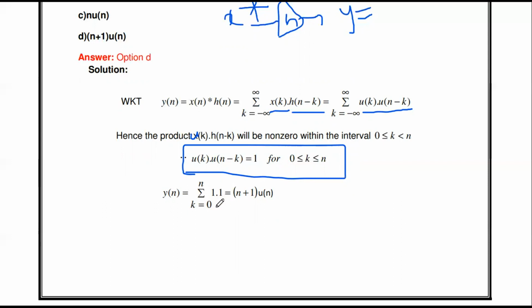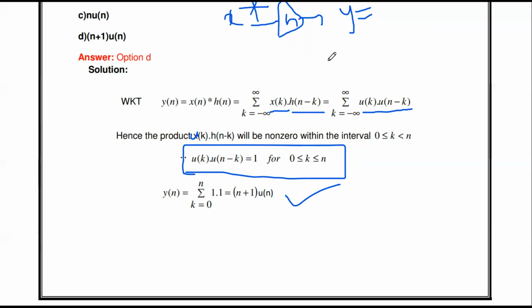So what is the meaning of this summation? We have to add the 1 from k equal to 0 to n, so we are adding n plus 1 terms. So what is the answer? n plus 1. The answer for the convolution of u of n with u of n is n plus 1 into u of n. You just remember this answer.